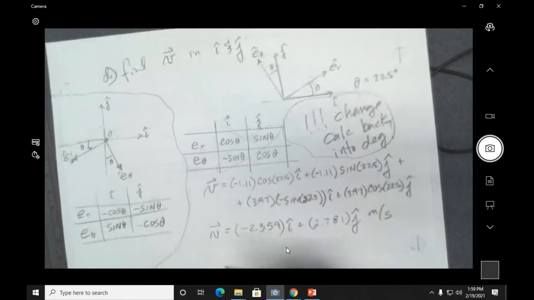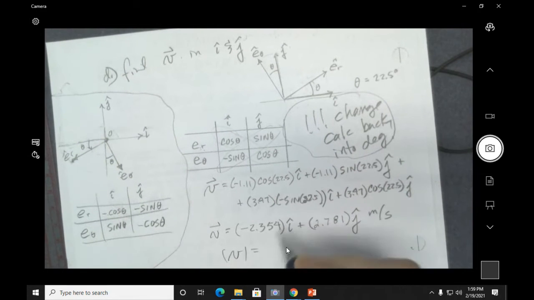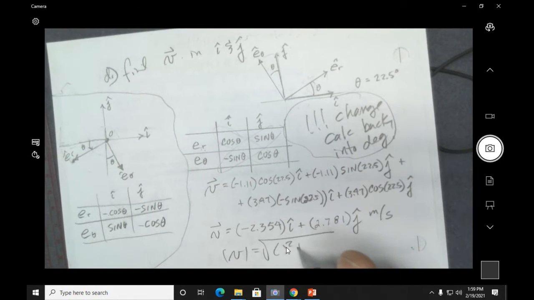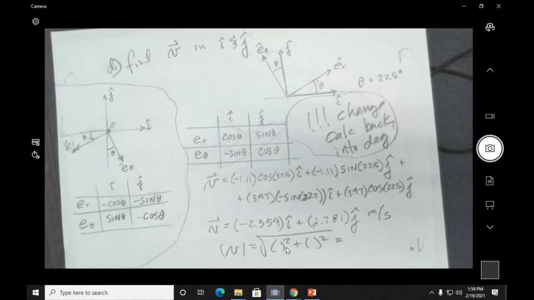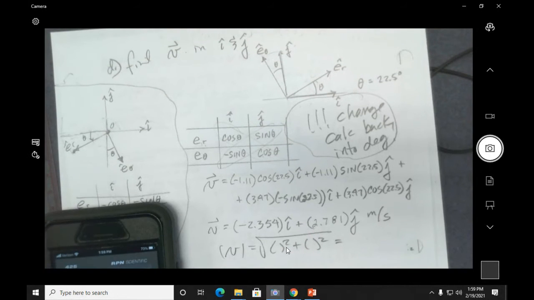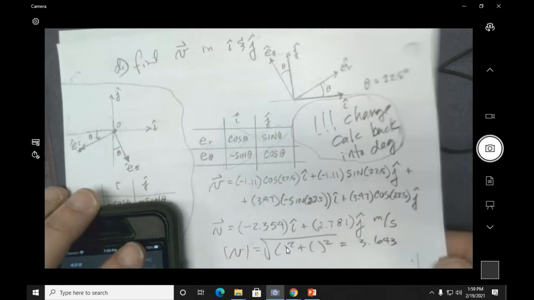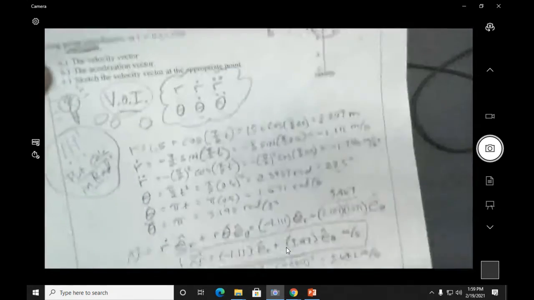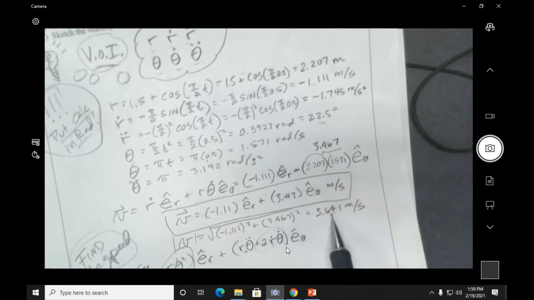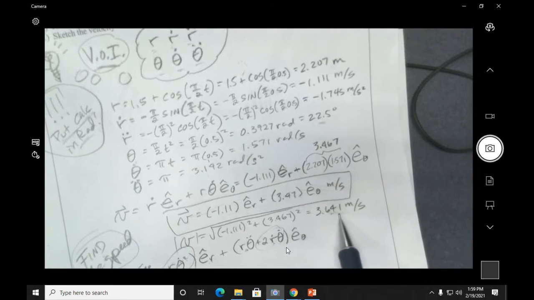Let's take what the magnitude of this is going to be. Too lazy to write it out. Take that squared, that squared, add them, square root, 3.643. That should have been that, right? It's like a check. Yes. Some rounding errors taking place right there.